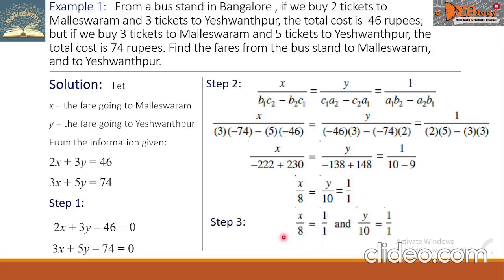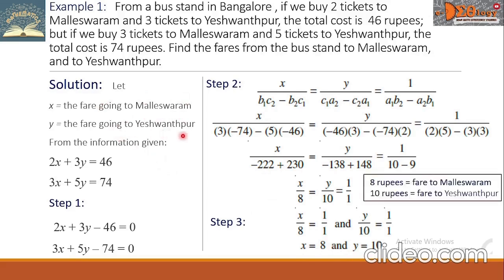So it becomes like this, x over 8 equals 1 over 1, and y over 10 equals 1 over 1. When we cross multiply, we can solve for the values of x and y respectively. So x equals 8 and y equals 10. In the beginning, we said that x is the fare going to Malleswaram and y is the fare going to Yeshwanthpur. So we have 8 rupees, that is the fare to Malleswaram, and 10 rupees, that is the fare going to Yeshwanthpur.